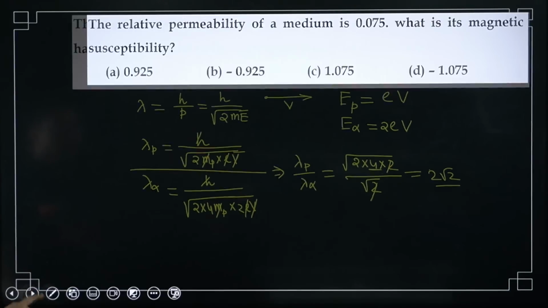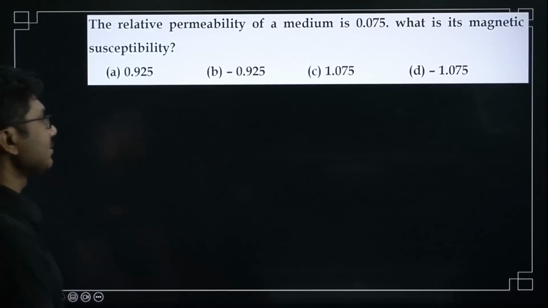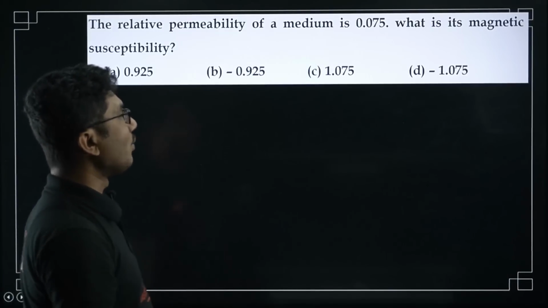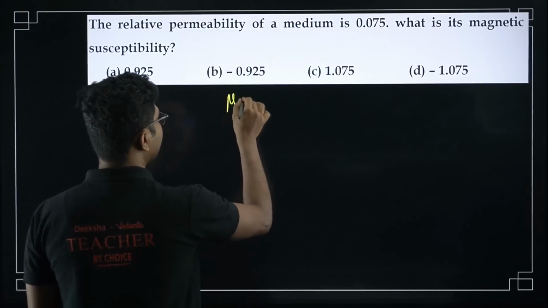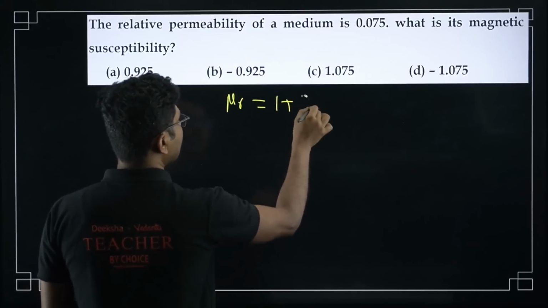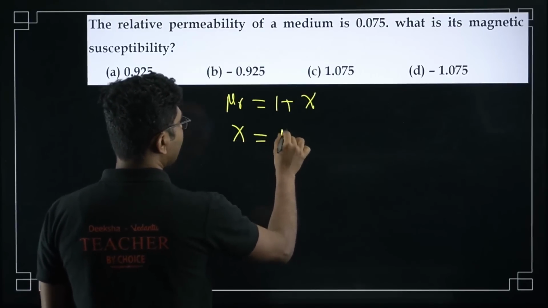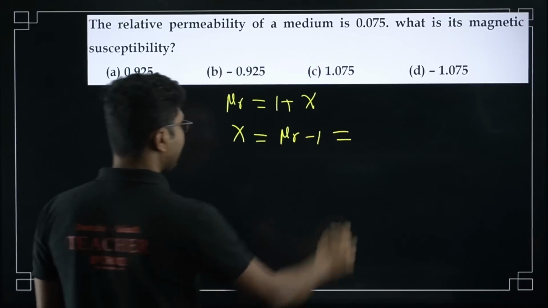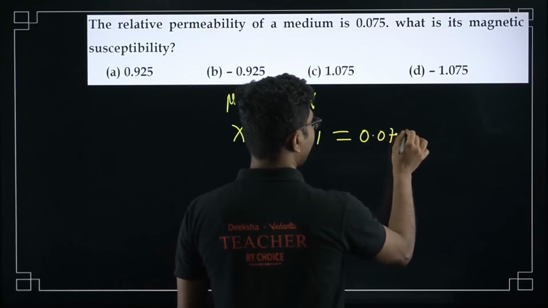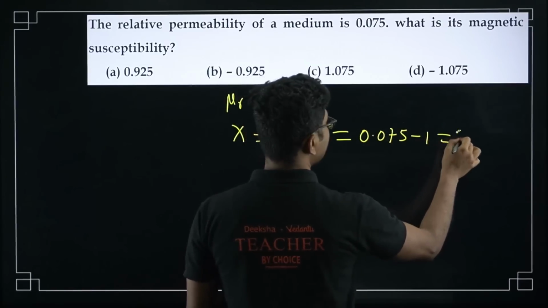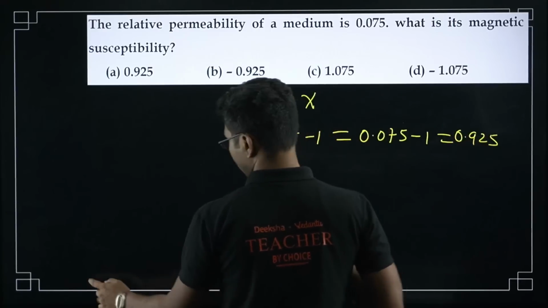Next question. The relative permeability of medium is 0.075. What is its magnetic susceptibility? So relative permeability mu r is 1 plus susceptibility. So susceptibility is mu r minus 1, that is 0.075 minus 1, that is 0.925, and there is a negative sign also.